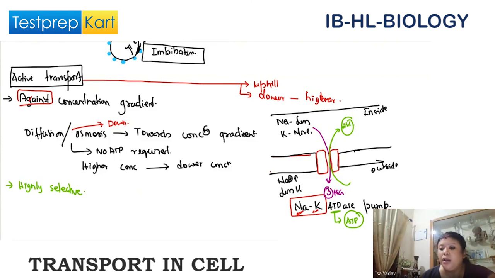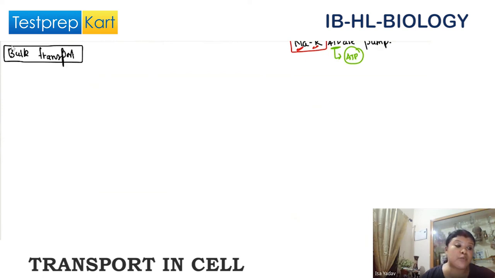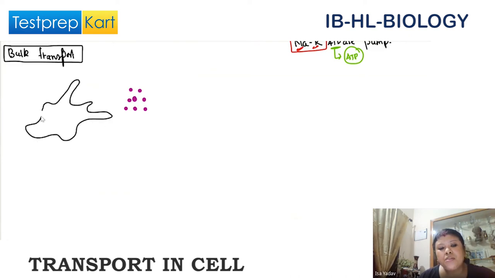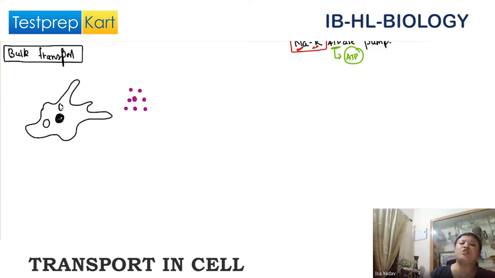Then sometimes we refer to something called bulk transport. Let's see, what do you understand by bulk transport? Suppose we have here a food particle. This is the amoeba. You know amoeba? Yes. It's an amoeba with a nucleus and contractile vacuole.